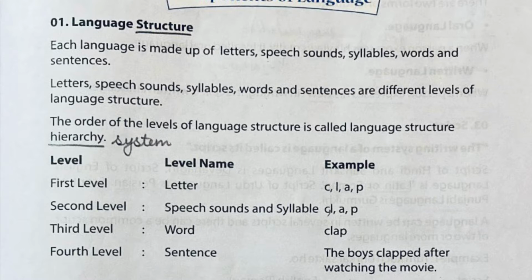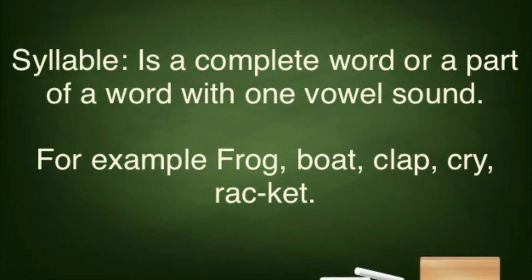Then syllable. So what is a syllable here? A syllable is a complete word or a part of a word with one vowel sound. Syllable जो है वो एक word होता है या फिर part of word होता है जिसमें एक vowel sound होते हैं. Vowel sound means like a, e, u, o. So all these vowel sounds will be the part of a syllable.